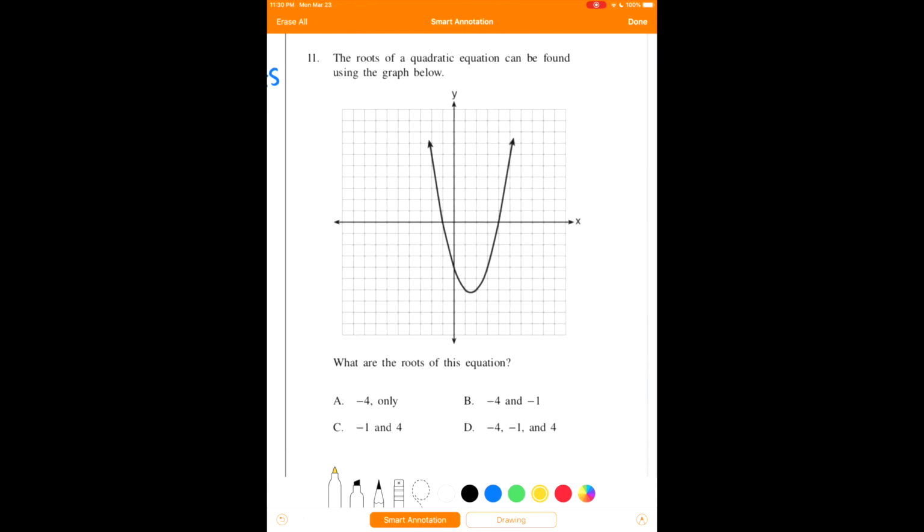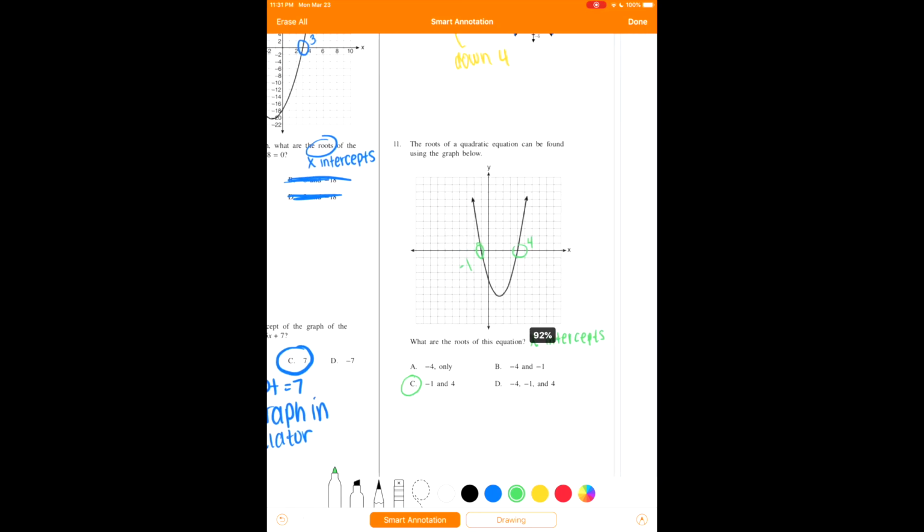Number 11 is asking me for the roots. So again, that's my x-intercepts. So that one's -1. And this one is 1, 2, 3, 4. So that's going to be choice C. -1 and 4.